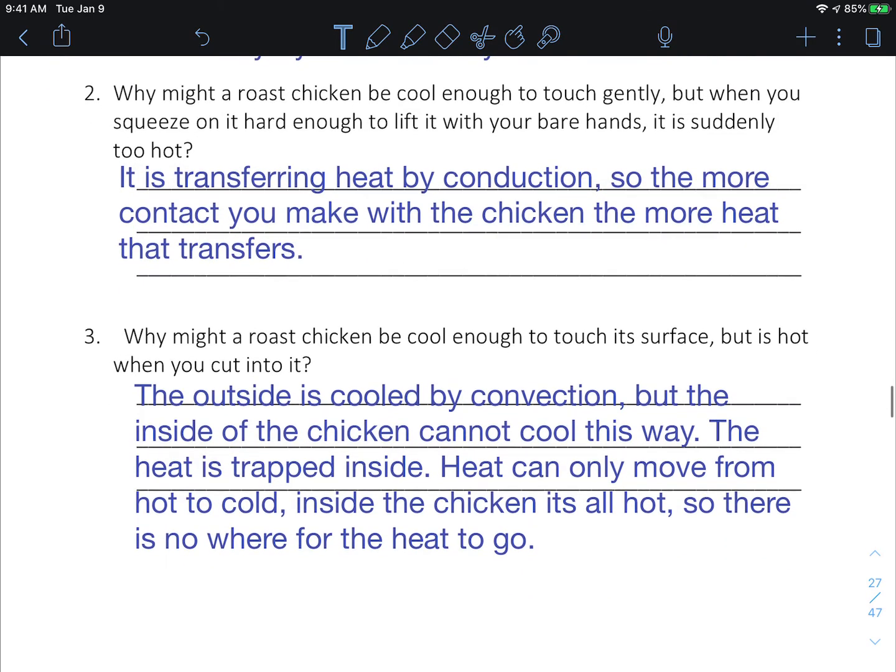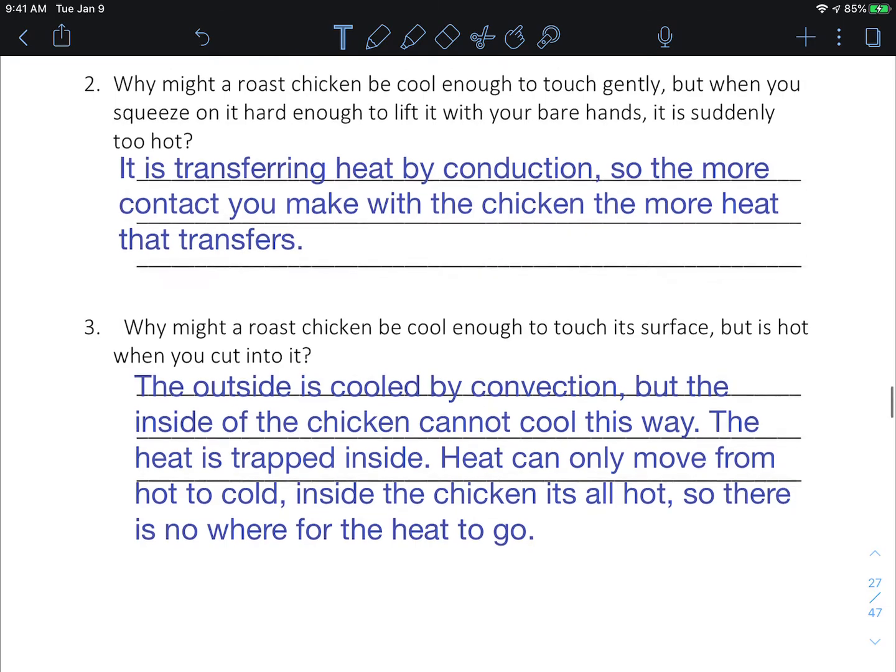If you think about a roast chicken, we get a different idea. The question is, if you touch a roast chicken lightly enough, it might feel cold, but as soon as you grab a grip of it, you might burn yourself. Well, what's happening there is the transfer by conduction. Conduction depends on contact. So if you have contact with the object, then the conduction is going to be more effective. The more contact you make, the more heat that can transfer to you. Your hand is colder than the chicken, so when you grab hold of it with a big strong grip, your hand gets burned real bad.